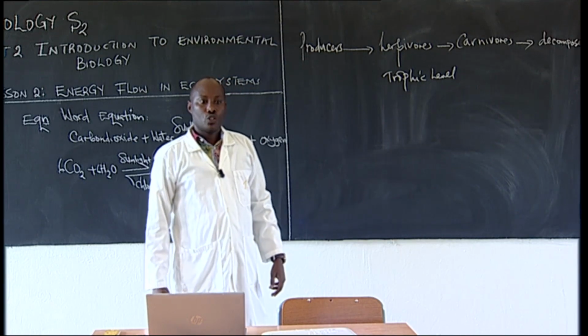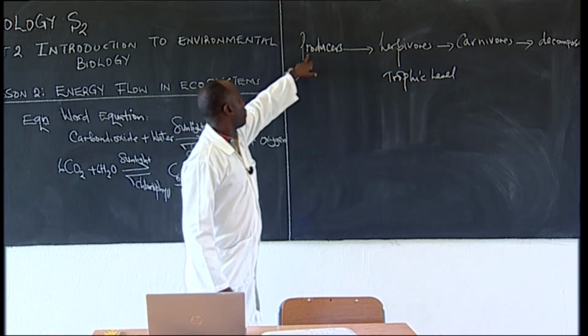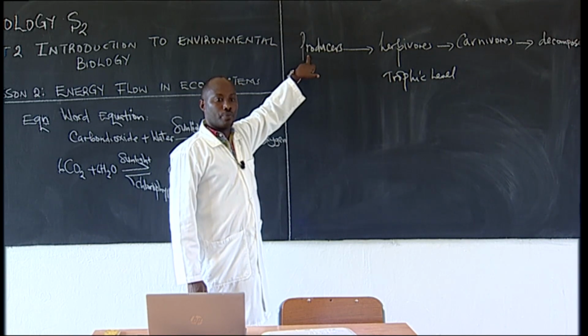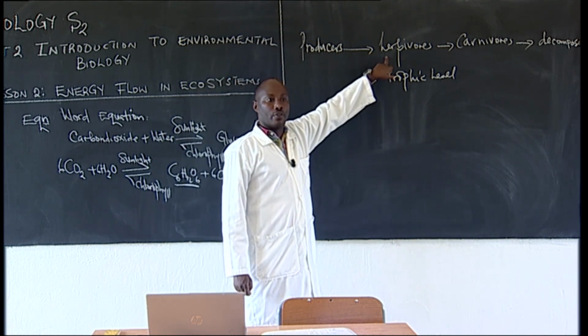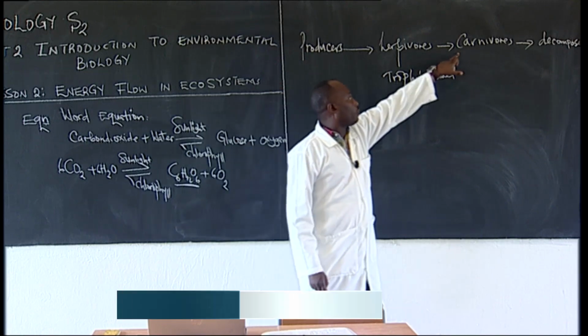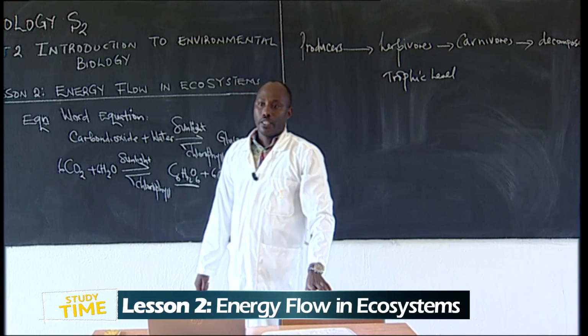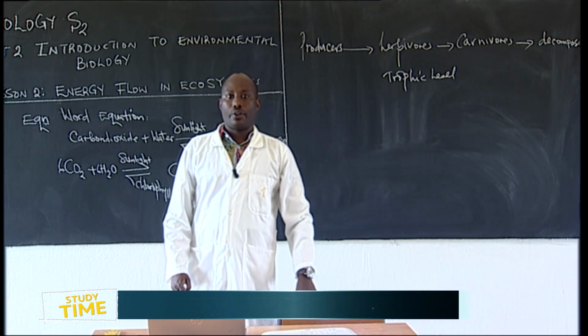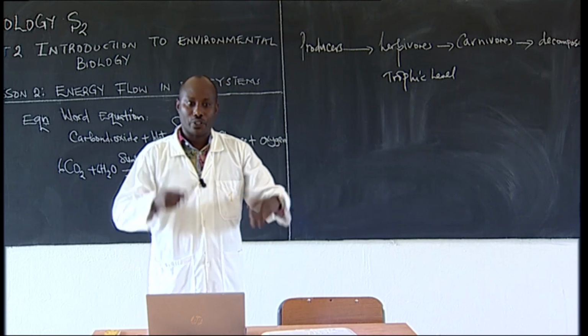So, green plants form the first trophic level. Here, the green plant is making the first trophic level. Now, the second trophic level is occupied by the herbivores. The third trophic level is occupied by the carnivores. And the fourth trophic level is occupied by the decomposers. Excellent, if you are following me very well. Good, and enjoy the lesson.